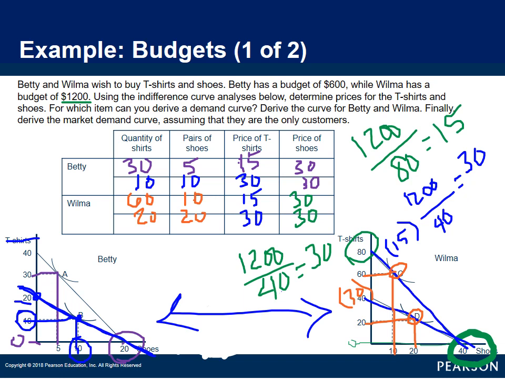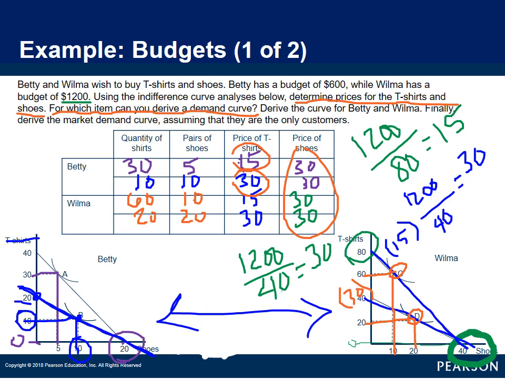Okay, so what have we answered so far? Using the indifference curve, determine the prices for t-shirts and shoes. We know that shoes are $30, and we have two budget lines, one representing $15 for the price of t-shirts and one representing $30. So we've answered that.